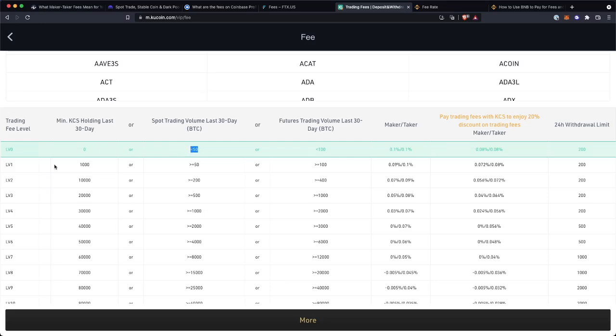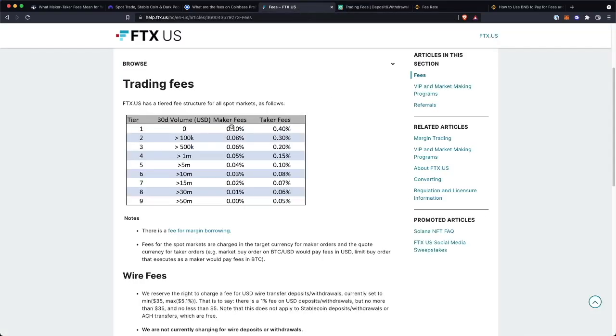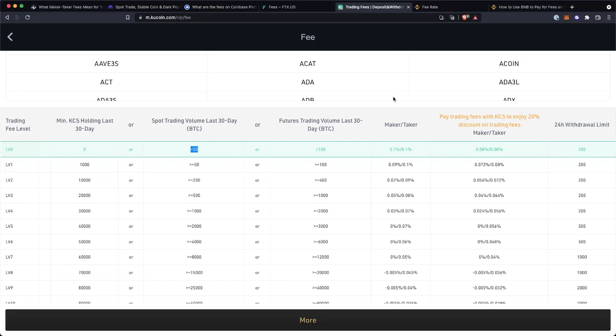As you can see, level 0 for their trading is less than 50 Bitcoin per 30-day period, and you're already paying a 0.1 maker and 0.1 taker fee. So that's amazing. That matches FTX with the maker fee, and it also immediately puts you at 0.1 for the taker fee. So with Kucoin, you really don't even have to worry about the difference between those two fees. You can place a limit order or market order, whatever, you're going to be getting the same fee.